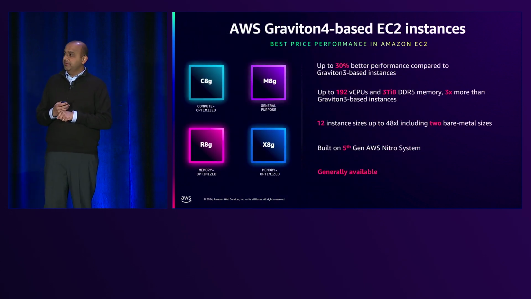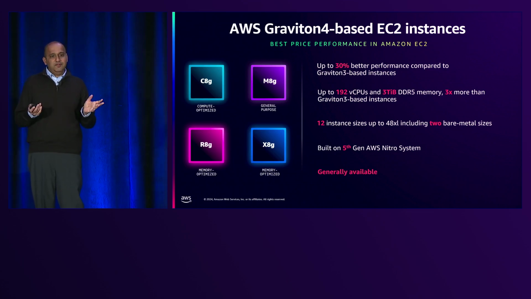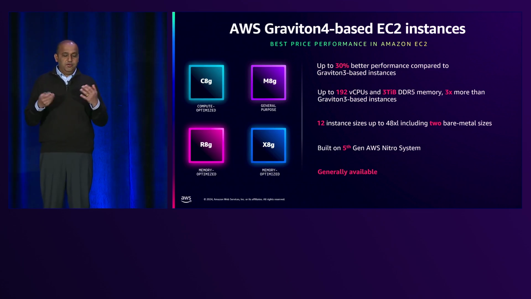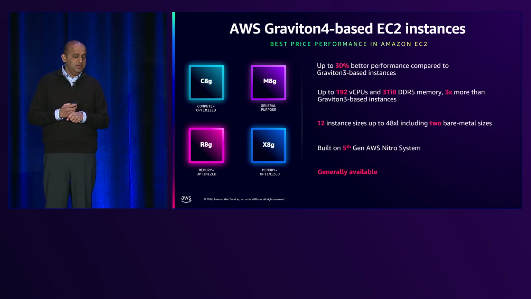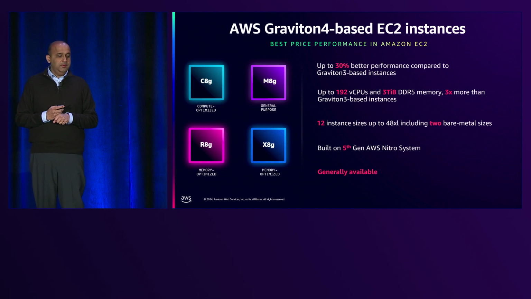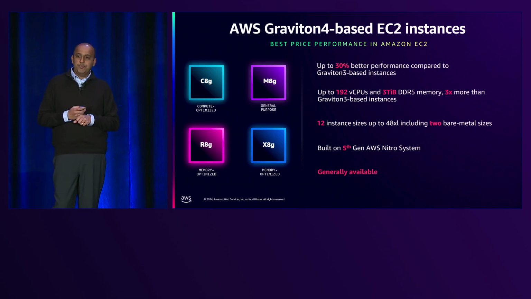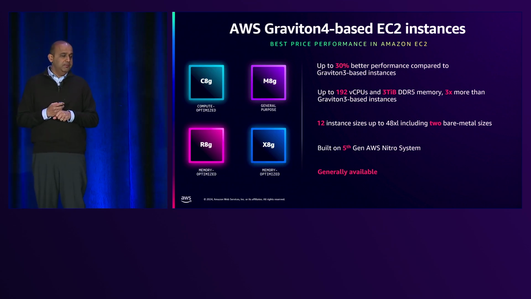Let's take a look at some of the EC2 instances powered by Graviton 4. Over the last few months, we've started rolling out a bunch of different EC2 instances that are powered by Graviton 4 chips. We already have our latest 8th generation compute, memory, and general purpose instances powered by Graviton 4. Each of these enables the best price performance in their instance families. They deliver up to 30% higher compute performance compared to Graviton 3. And they provide scale up in terms of 3x the number of vCPUs and memory, all the way up to 3 terabytes of DDR5 memory. All of them are built on the 5th generation Nitro system and are generally available today across several global regions.